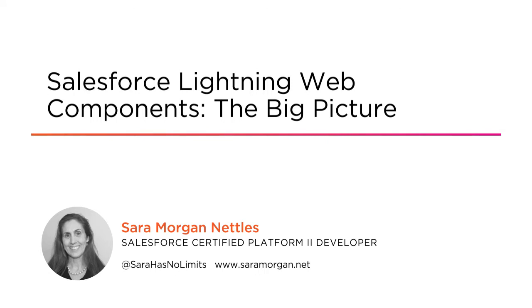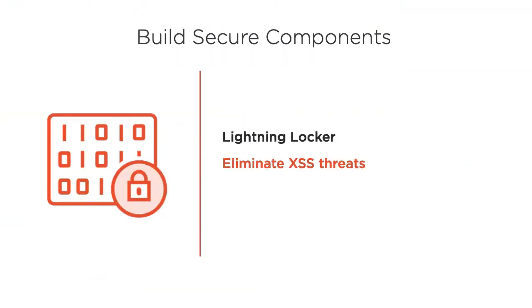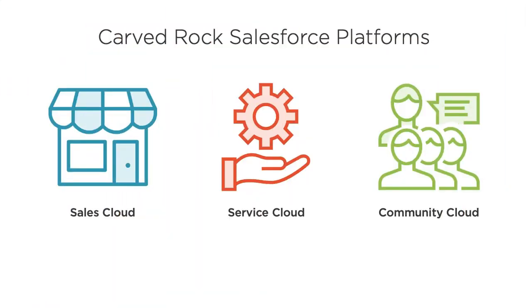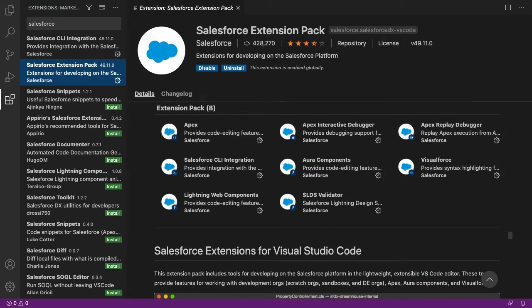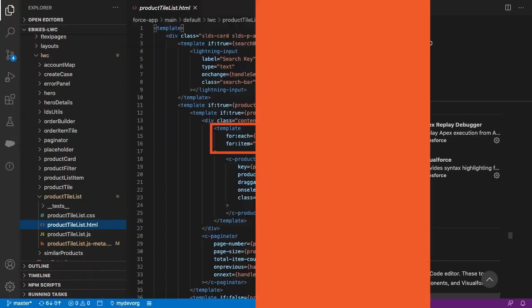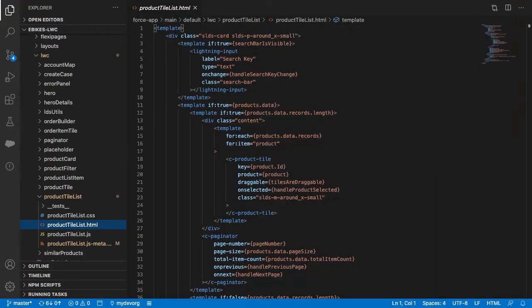I am a Salesforce certified Platform 2 developer, and I've been working with Lightning Web Components since before they were even released publicly. This course is a high-level overview of the new modern programming framework from Salesforce called the Lightning Web Component Framework. Based almost entirely on web standards, this lightweight framework can be used to build secure, but still highly performing web apps. And the good news is that creating Lightning Web Components should be instantly familiar to any developers that are already familiar with JavaScript frameworks such as React or Vue.